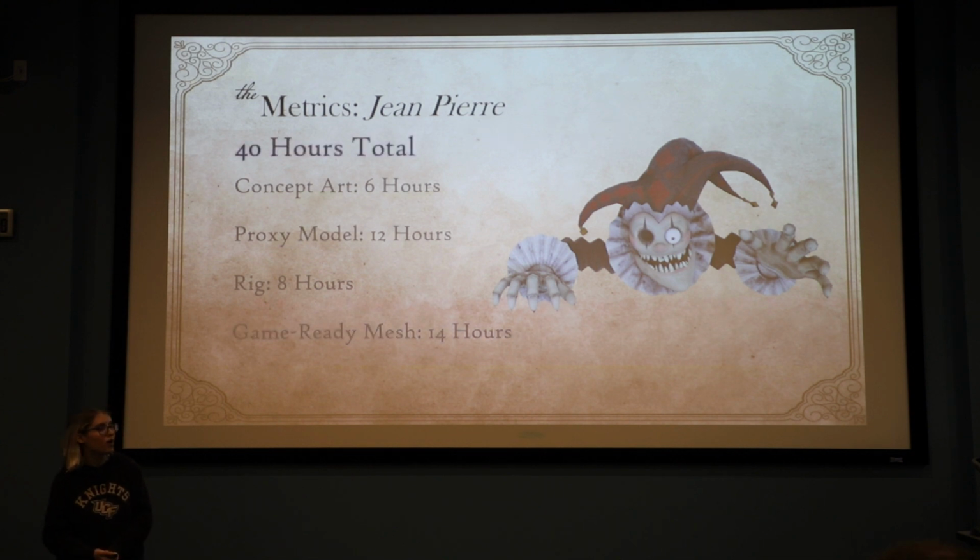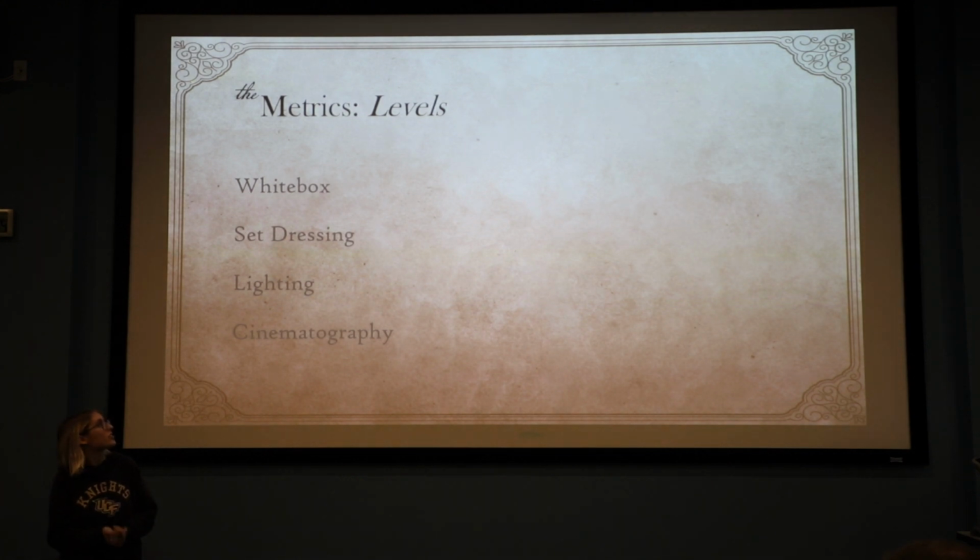So when it comes to our side enemies, this one took 40 hours, so about half the time as our main character, which is a very good workflow for us since we're planning to have 5 characters total, including our main character and this one. So we have good metrics for that.